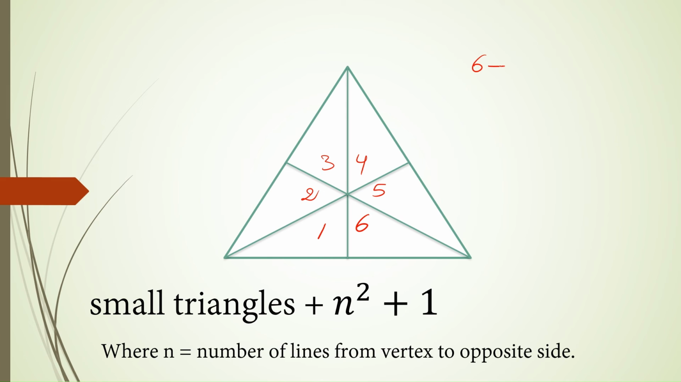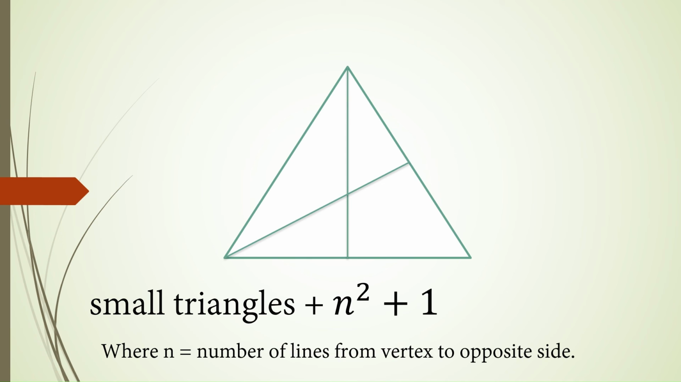This 6 plus n square. N square means number of lines that are drawn from the vertex and completely touching the opposite side. Here from all the three vertices, we have the lines touching the opposite line. So we'll write 3. So square of 3 plus 1 for the bigger triangle. Now this becomes 6 plus 9 plus 1. This is nothing but 16. The figure will have 16 triangles.